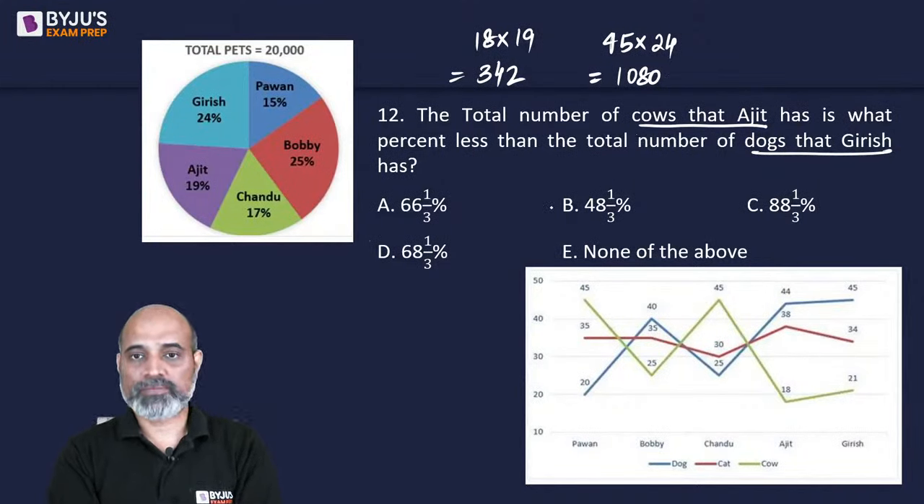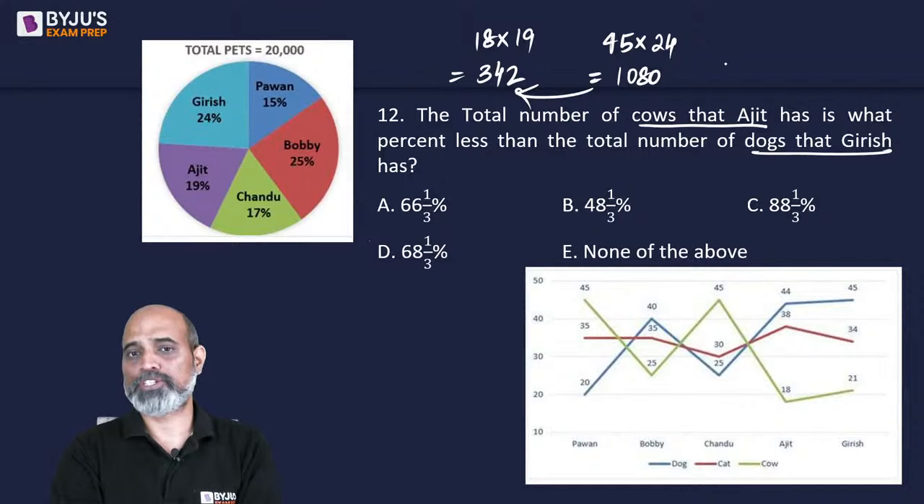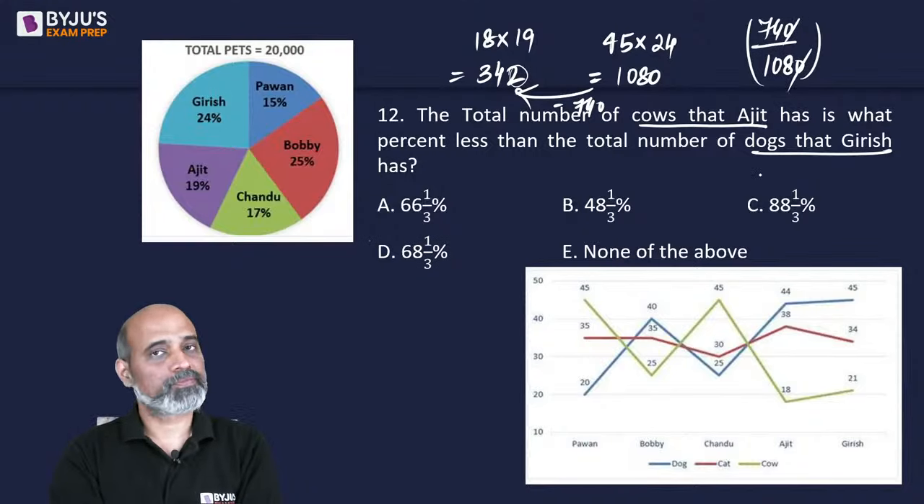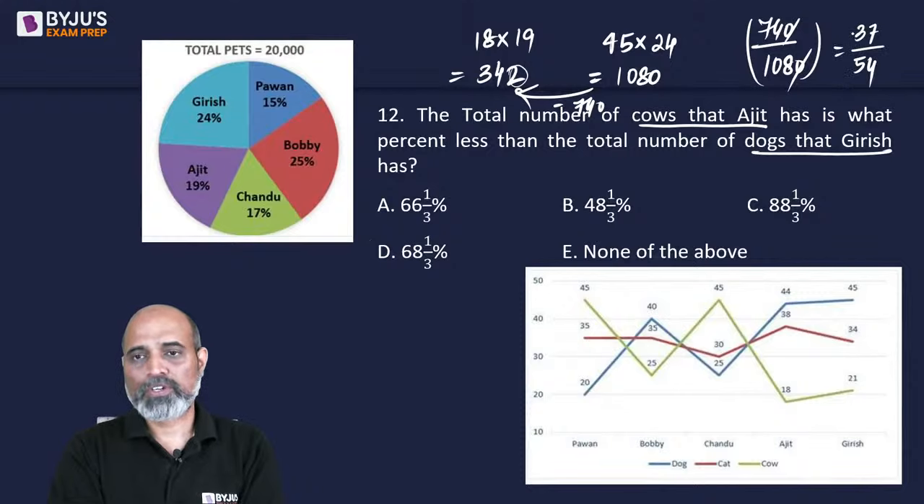So the question is, what percentage less is this, right? To make the calculation easier, because options are quite far, I'm going to take that as 340 to make the calculation easier. So if this is going to be 340, let's assume, so kitna kam hai ye? Can we say this is 740 less? So 740 less out of the number of dogs Girish has is 1080. So this will go away. 74 and 108, they both are divisible by 2. So this one will become 37 and this one will become 54.